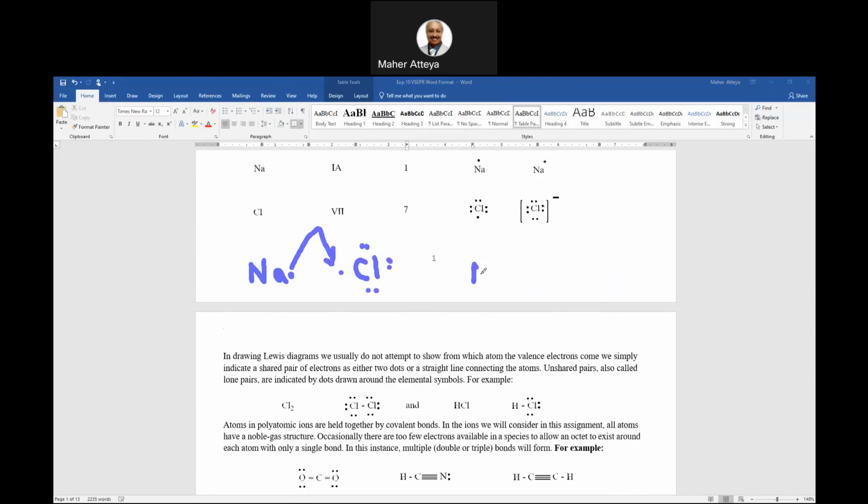So I have Na that lost 1 electron to chlorine, so Na plus, and the chlorine has taken 1 valence electron, so it will have 8 electrons, and it will turn out to be negative. This is the ionic compound of sodium chloride. This is the Lewis dot structure of sodium chloride.